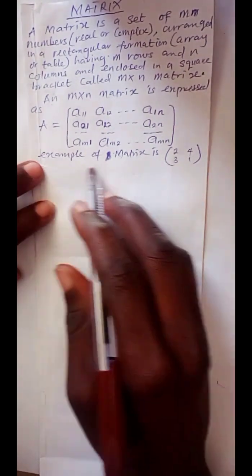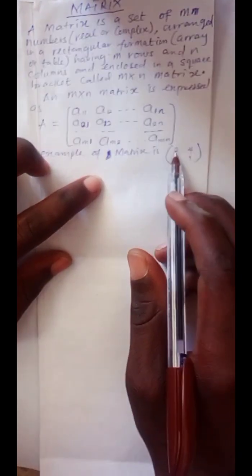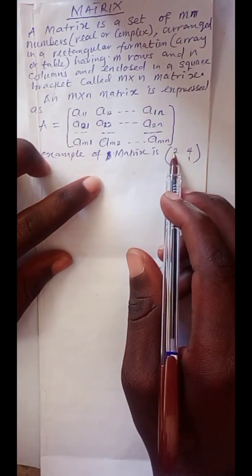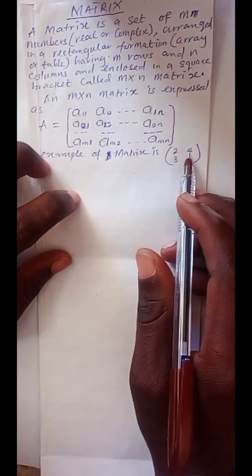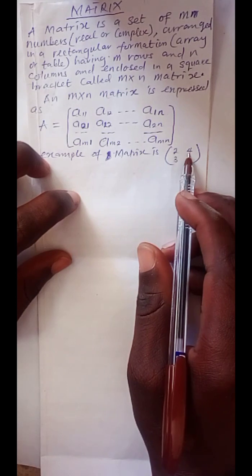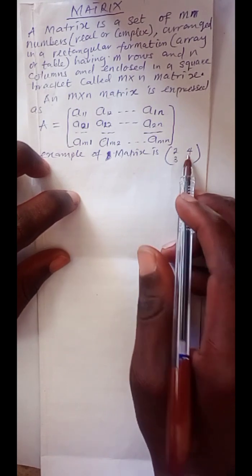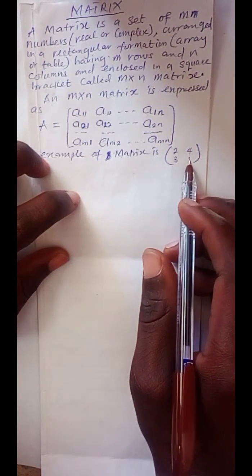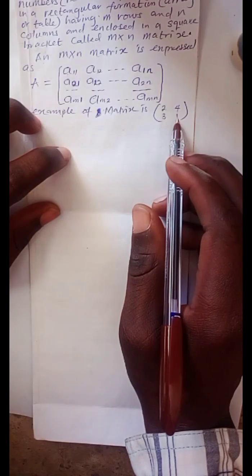For example, let's take an example and see. An example of a matrix is this, which has 2, 3, 4, 1. This is the element in the first row and the first column. This is the element in the first row, second column. This is the element in the second row, first column. This is the element in second row, second column.